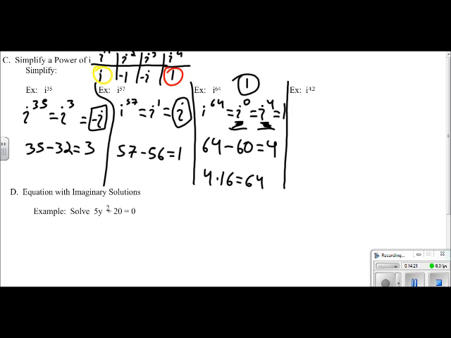In this one, we have I to the 42. Closest multiple of 4 is 40, because 4 times 10 equals 40. So 42 minus 40 is 2. So this is the same as saying I to the 2, which again we know from our table is negative 1. So this one is negative 1.